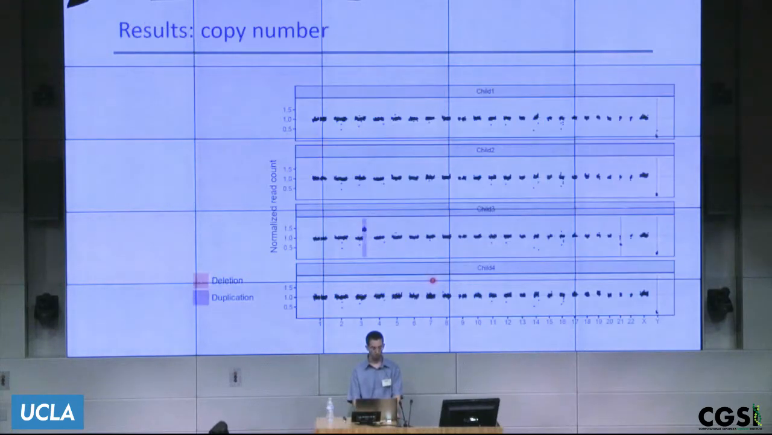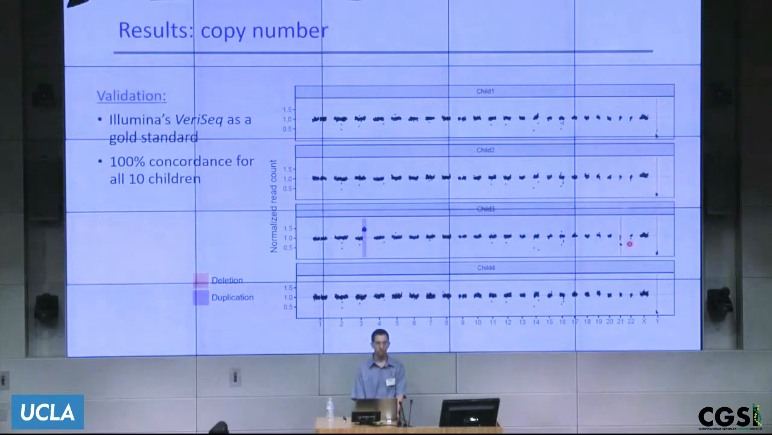For the copy number variation, this is what the results look like visually. For example, in this one family, we found a duplication in part of chromosome 3 and a deletion of most of chromosome 21. And for validation, we used an established technology from Illumina called VeriSeq, and we found 100% concordance for these copy number variants.